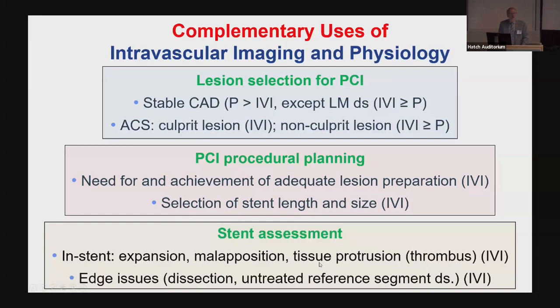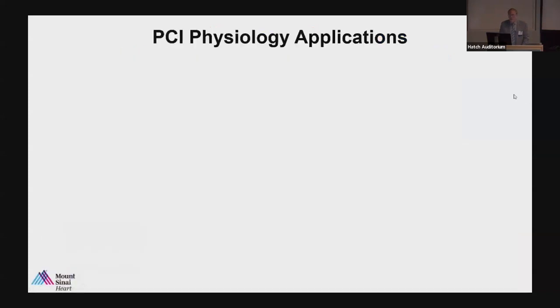And then we need to optimize our results. So we can use intravascular imaging to assess stent expansion, whether it's opposed to the vessel or not, whether there's any tissue protruding through the struts, particularly thrombus. And then we can also look at edge issues that can cause problems, either acutely or in the future, including dissections or untreated reference segment disease. And we often can't see these things with angiography. It's a really limited gold standard. So intravascular imaging leads to better outcomes, and I'll show you some of that data.